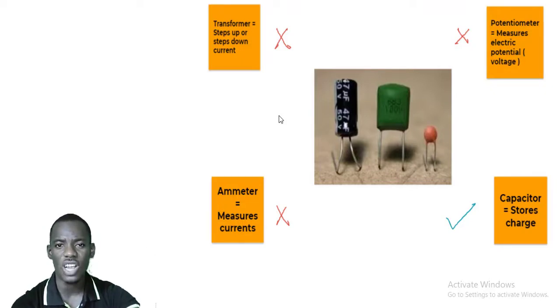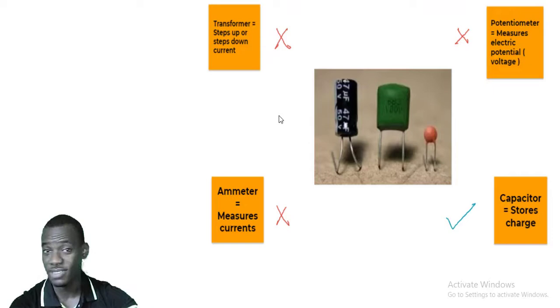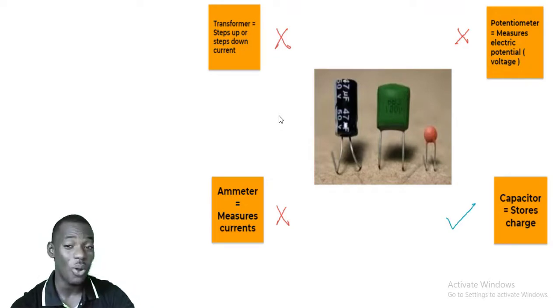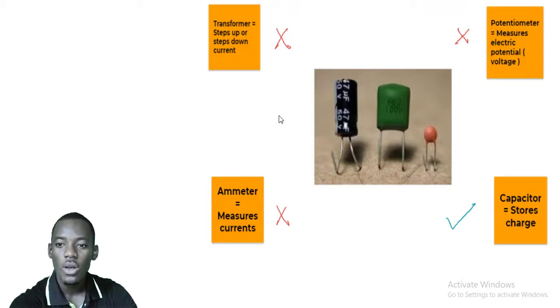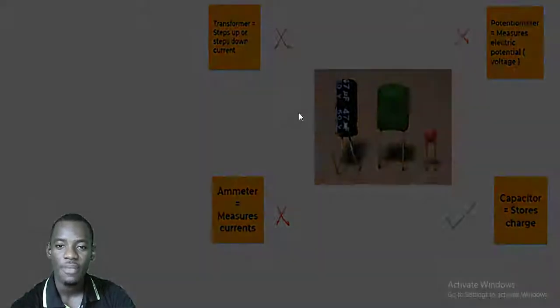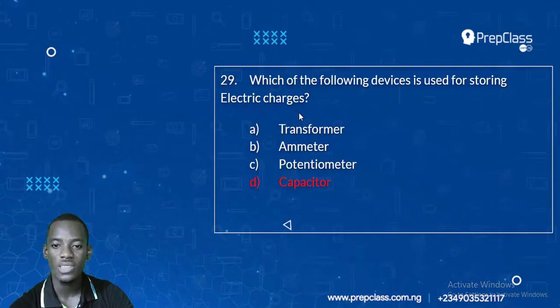So what do we use a transformer for? Generally, to step up and down current. Ammeter for measuring current. Then potentiometer for measuring potential difference or electric potential or voltage. You are saying the same thing. Good. But a capacitor is used simply for storing charge. So the answer to that question is simply capacitor. It's used for storing charge. Full stop. Nothing more, nothing less. So don't forget that a capacitor is used for storing charge. And that is the answer. Option D is the answer to that question.